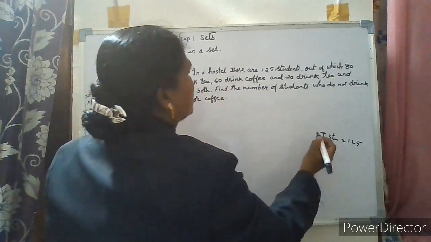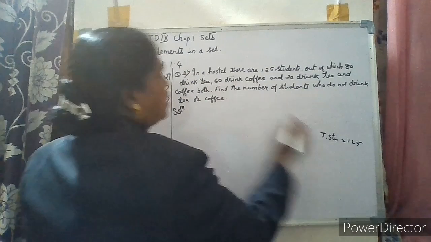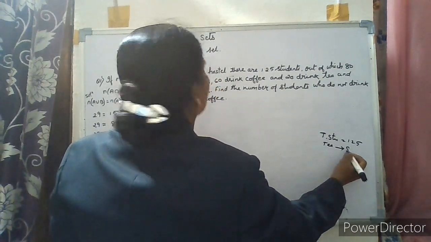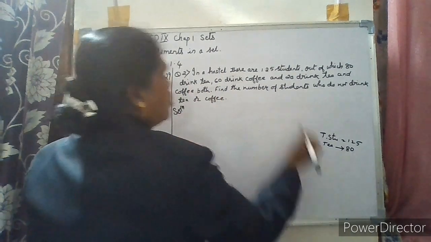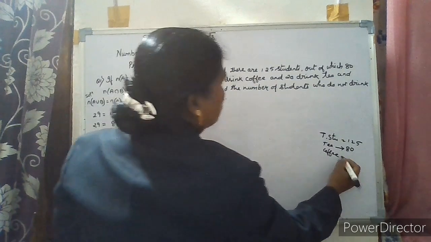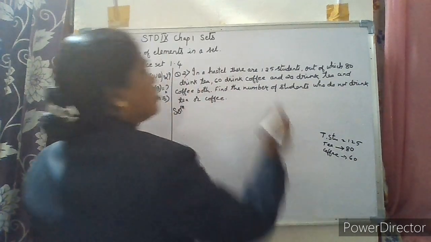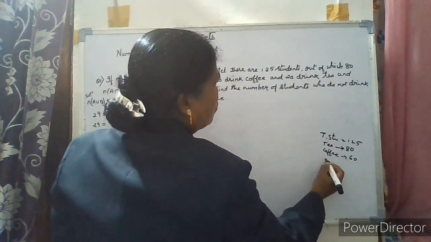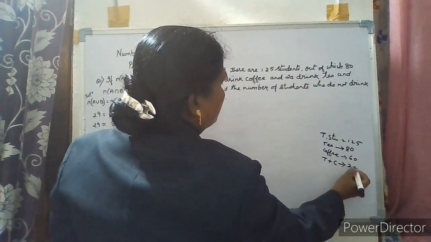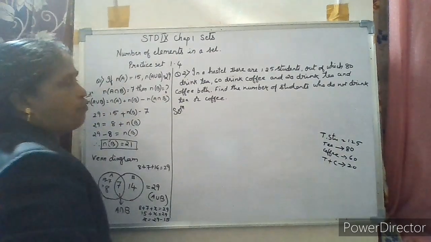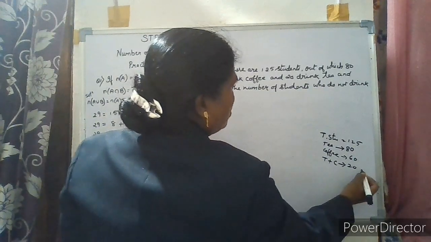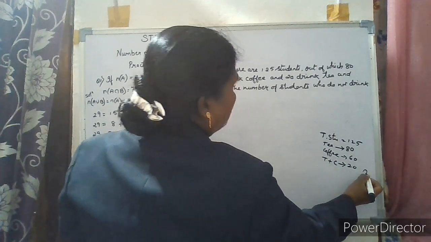Those who drink tea, 80 drink tea. And those who drink coffee, 60. 20 students drink both tea and coffee. So this becomes the intersection.